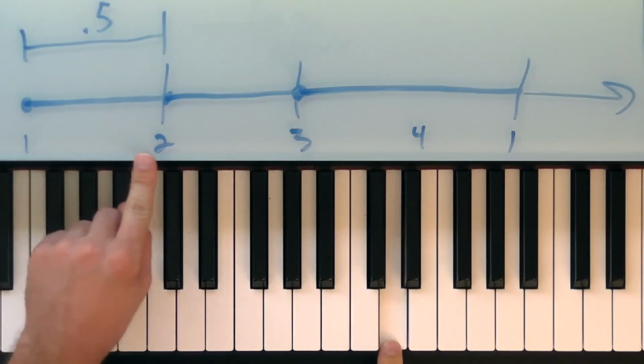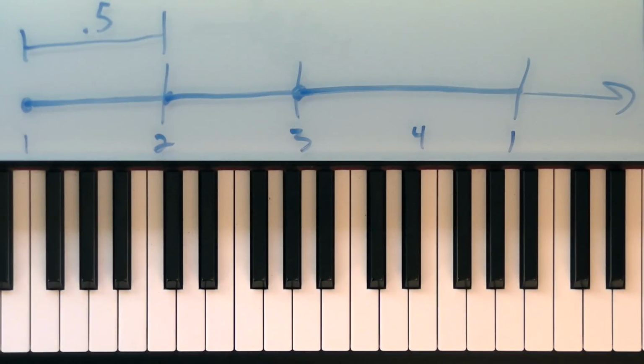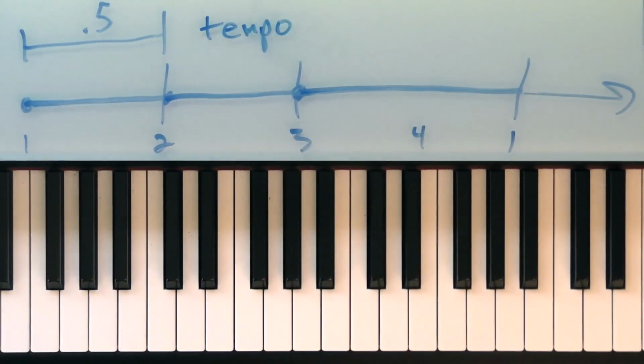1, 2, 3, 4. Now you refer to the speed of the beats as tempo. So a fast tempo means that the beats are short and the music moves quickly, and a slow tempo means the beats are long and the music moves slowly.